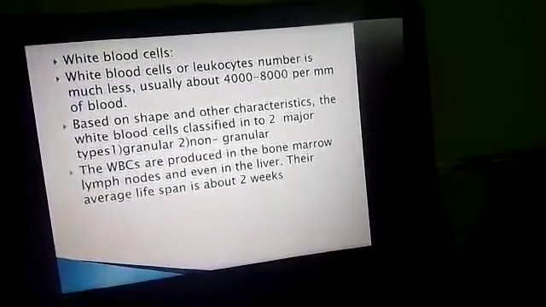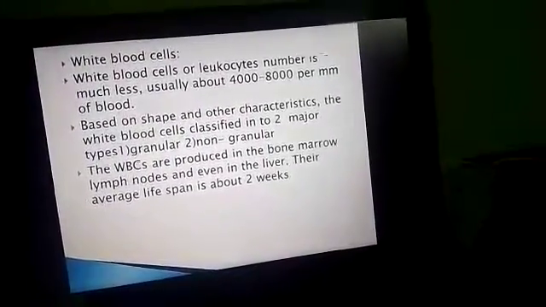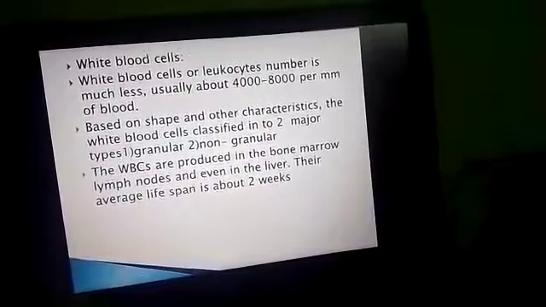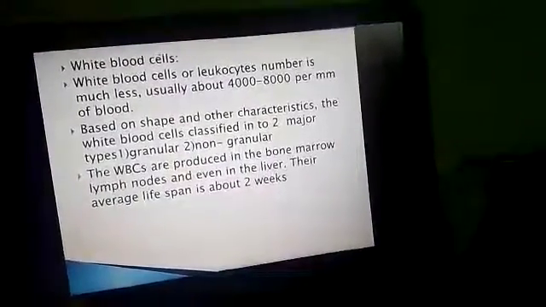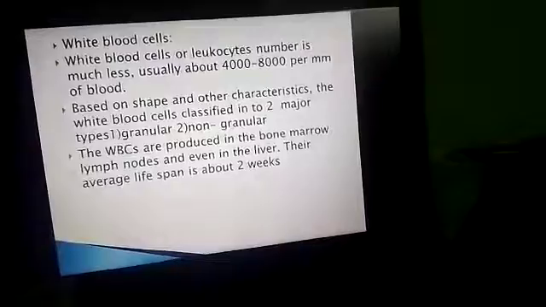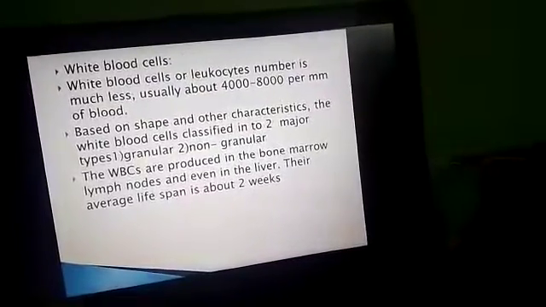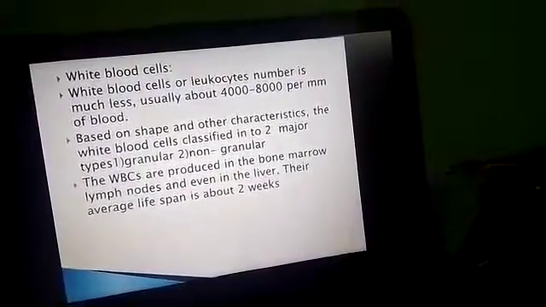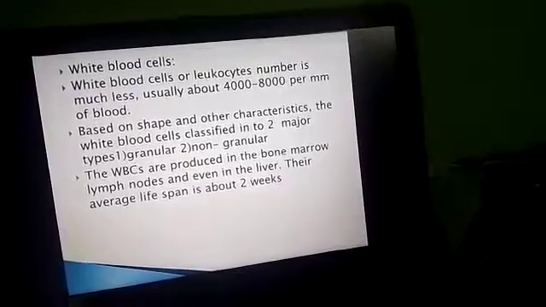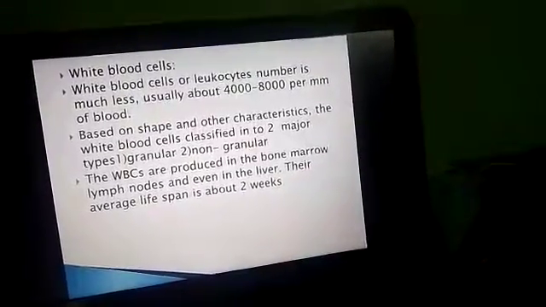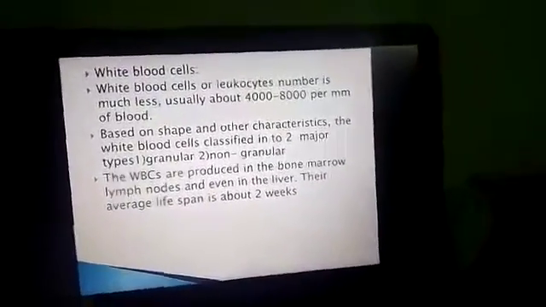White blood cells are produced in the bone marrow, lymph nodes, and even in the liver. Their average lifespan is about 2 weeks. White blood cells have an average lifespan of 2 weeks, but red blood cells have a lifespan of 120 days.